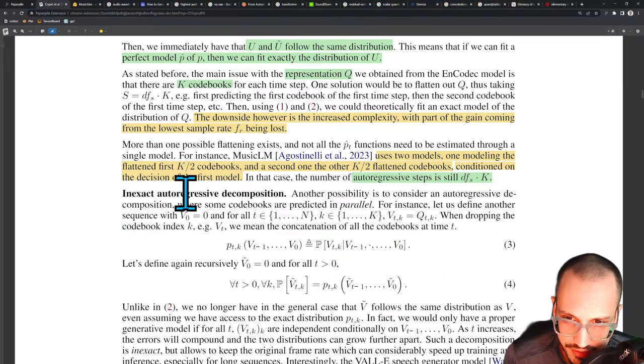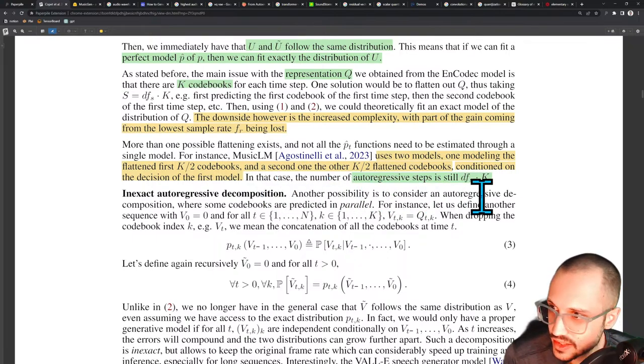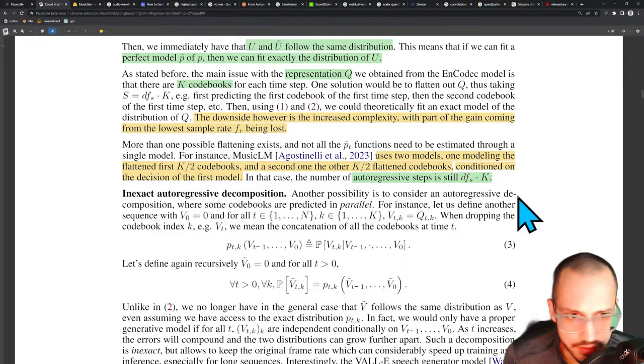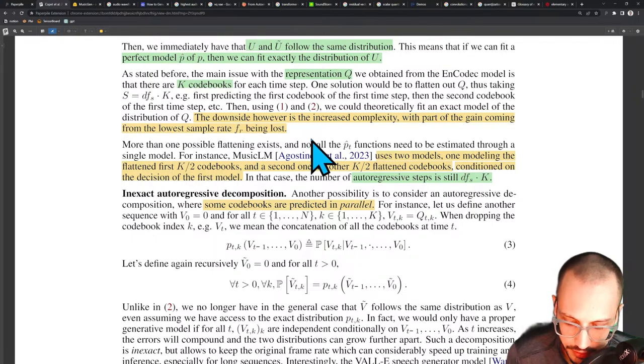Inexact autoregressive decomposition. Another possibility is to consider an autoregressive decoder decomposition, where some codebooks are predicted in parallel. Okay, so maybe you don't need to feed the output of one hierarchical transformer model into the next one, and you can do this in parallel. Okay, so that's what they're saying there. Maybe we can save a little bit of compute by doing these things in parallel and not conditioning them on the output of each other.